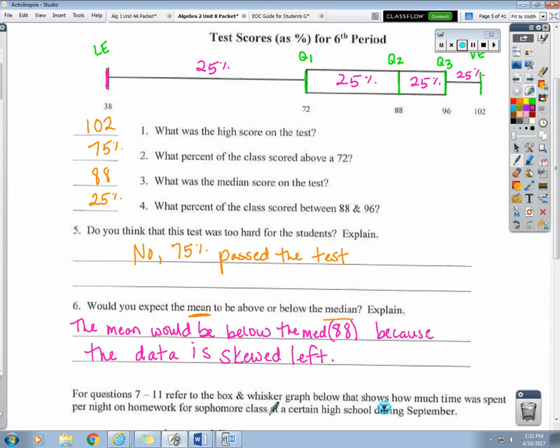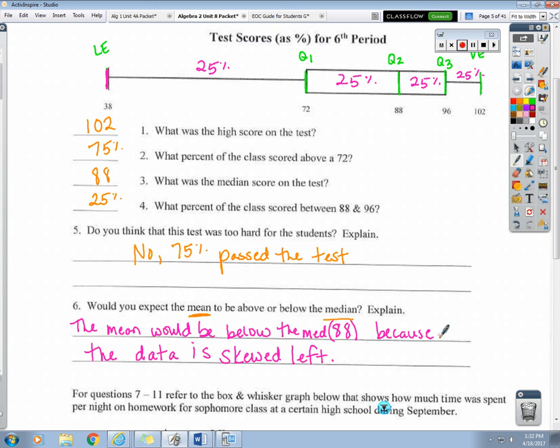Yeah? The mean would be below the median because the data is skewed left. Either way.